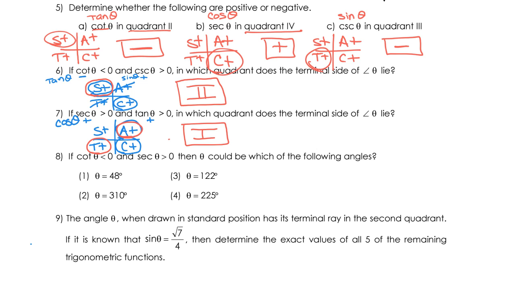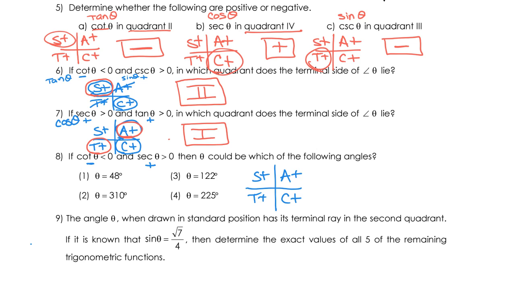Okay. Number 8, they're asking, guys, if cotangent theta is less than 0, which means negative, and secant theta is greater than 0, which is positive, which of the following angles could theta be? All right, so instead of giving me quadrants as my 4 choices, they're giving me an angle in each quadrant. So we'll just have to figure out, just like we did in the last one. All students take calculus.